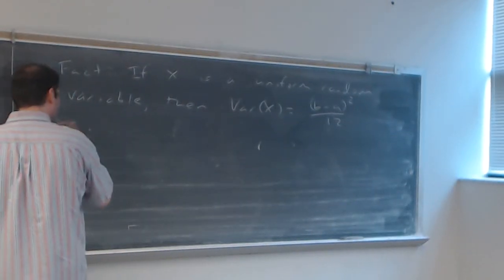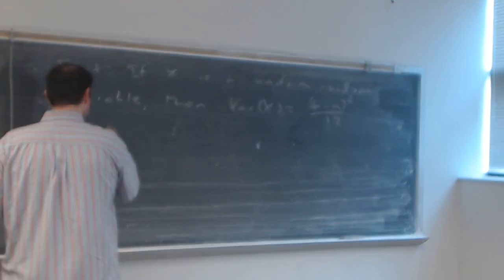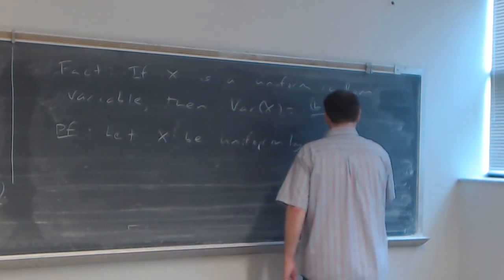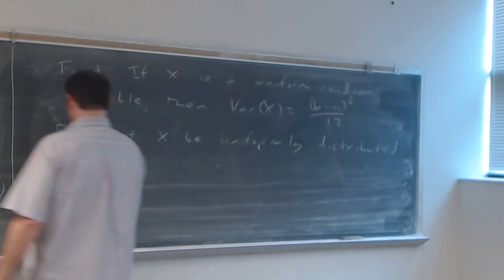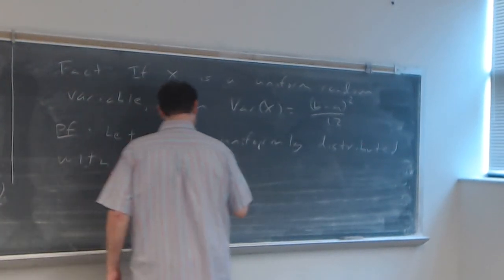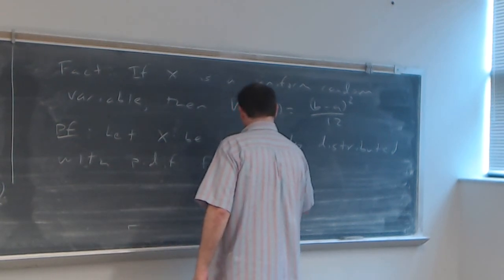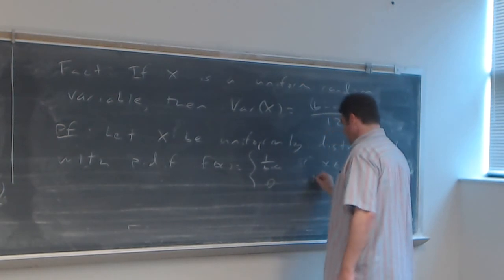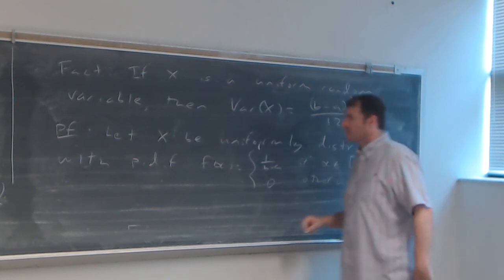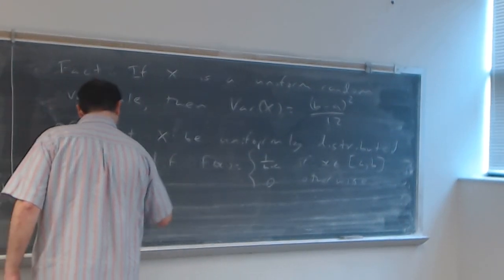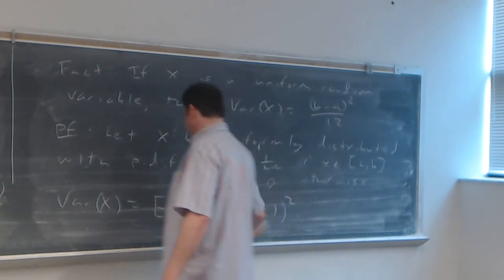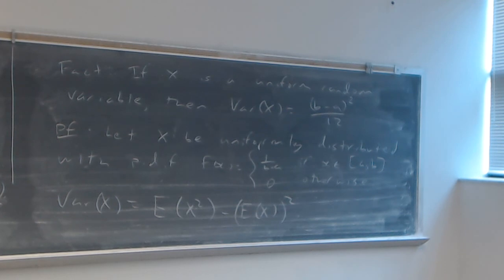Let's do the proof. I've forgotten the fact, so I'm going to find out by the proof. Let X be uniformly distributed with PDF f of x equal to 1 over b minus a if x is an element of [a, b]. That's all I know about x, and 0 otherwise; that's what it means to be uniform. So the variance of x, I know in general, is equal to the expected value of x squared by our formula, minus the expected value of x, squared. I know the expected value of x is b plus a over 2. What I've got to compute is the expected value of x squared.